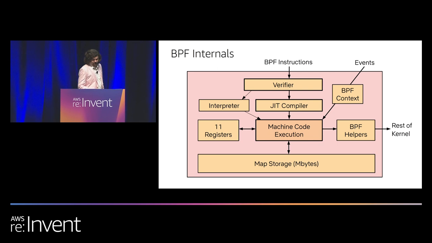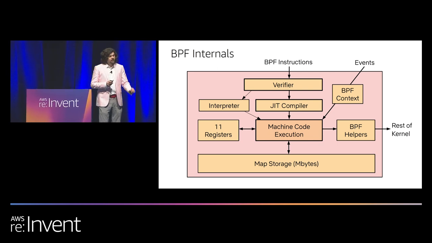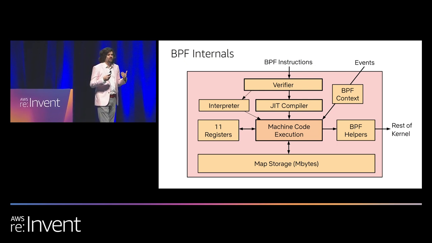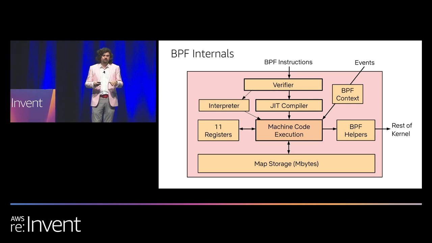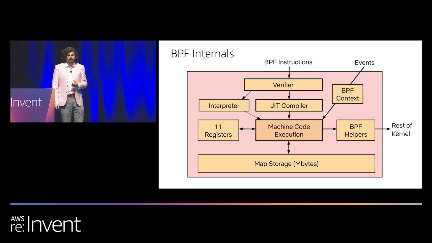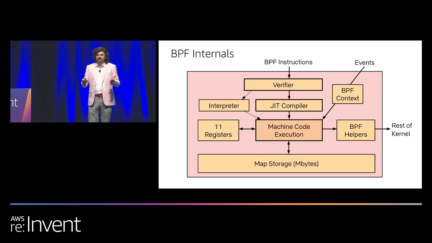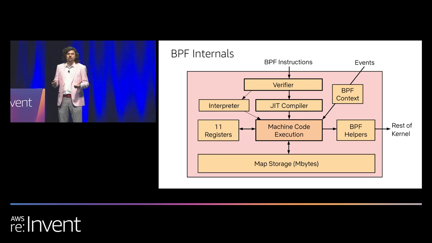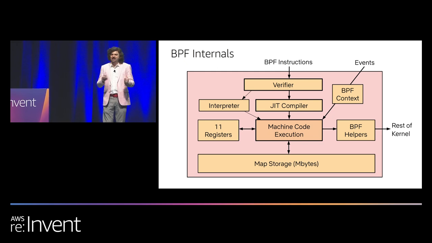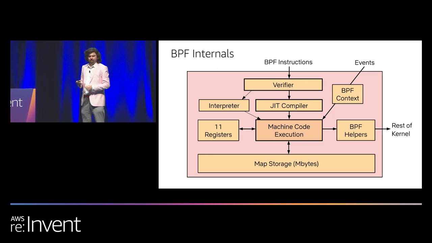The internals of BPF. So I mentioned the verifier. The verifier ensures that the program is secure and is not doing anything it shouldn't. It can then go through an interpreter or a JIT compiler, which will turn it into the machine code for execution, the native instructions. One of the important parts of extended BPF is map storage. It's like an associative array, which can be tens or hundreds of megabytes large if need be for supporting complicated programs. And that can be accessed from user space as well as kernel space.